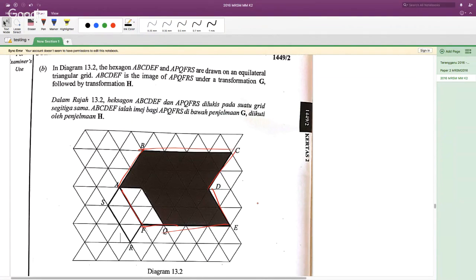All right, so APQ. Wait, okay. Here I actually have a P. The P is just not obvious. APQ. So let me just draw APQ, and then FRS. So you have two hexagons here. One is in red color, the other one in green color. So ABCDEF is the image of APQFRS under the transformation G followed by H. So they do the G first, then only they do H.